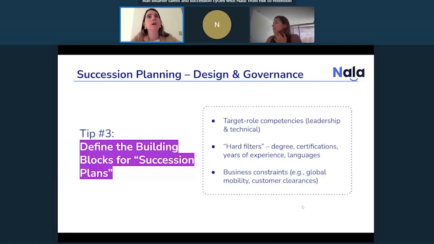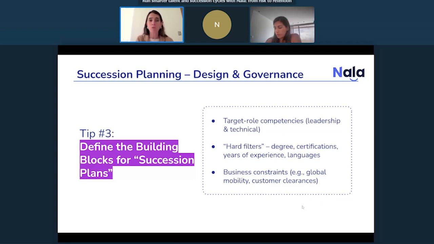We were talking a few minutes ago about how hard it is for a lot of managers, just the idea of writing a succession plan or an agreement. So over here, I just want to share with everyone 3 categories that you could at least include in this conversation. So the first one, maybe the more obvious one, is target role competencies, maybe leadership and some technical.